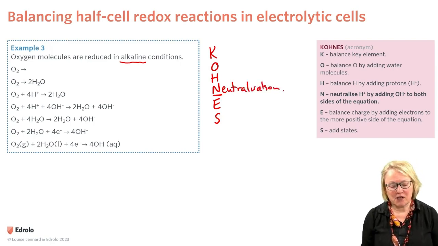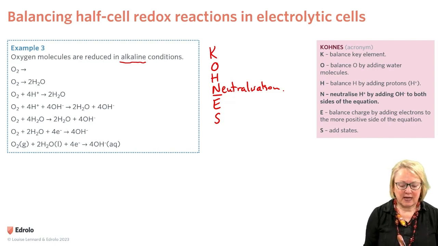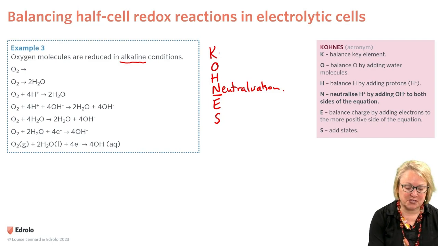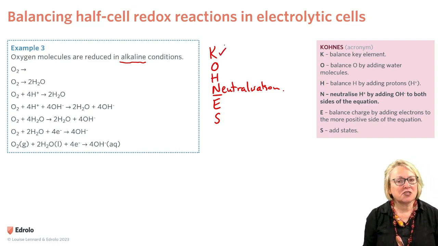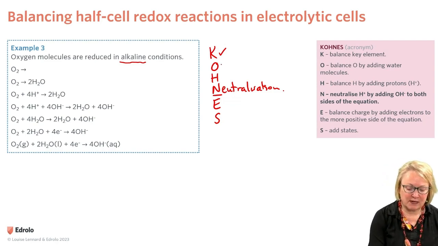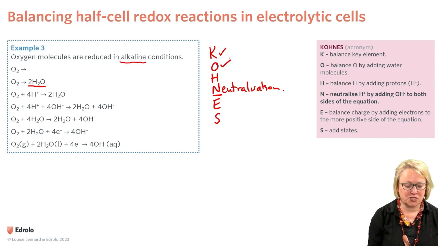We know that we've got oxygen molecules, and they're going to be reduced. So we start off with our oxygen. There's no other key element because we've only got oxygen, so we can skip the key element. We balance oxygen by adding waters. So we add waters to the second side. We've got 2 oxygens on the left. Now we have 2 waters on the right, so we've balanced for oxygen.